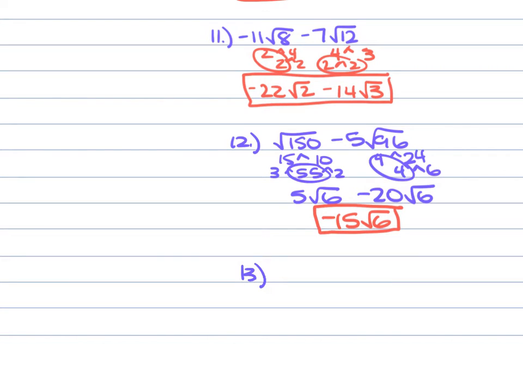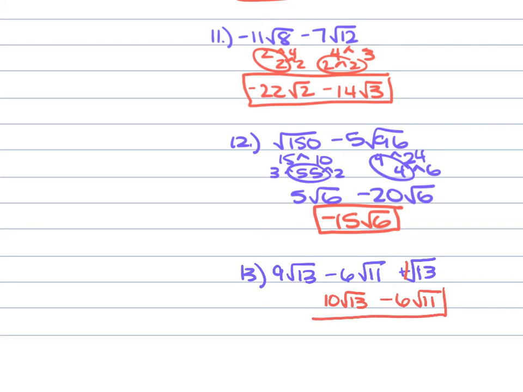For 13, we have 9 square root 13 minus 6 square root of 11 plus the square root of 13. That invisible coefficient, so to say, for the square root of 13 is the 1. So 9 plus 1 is 10 square root 13 minus 6 square root of 11.